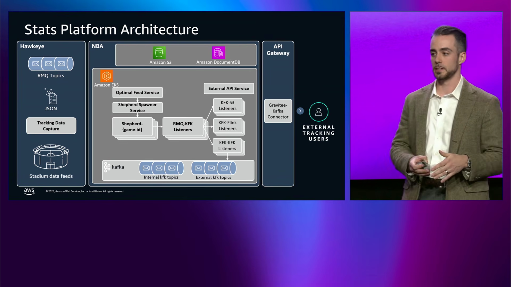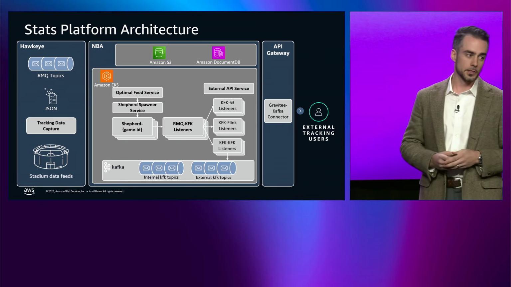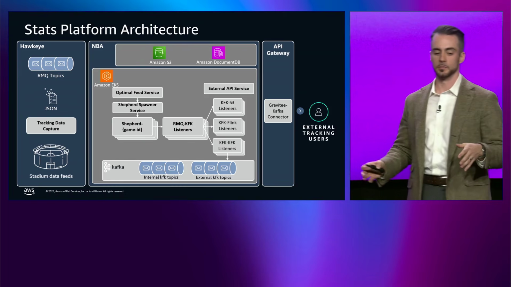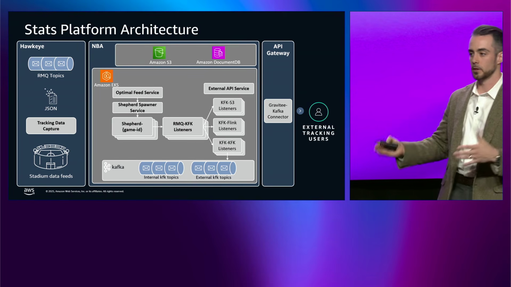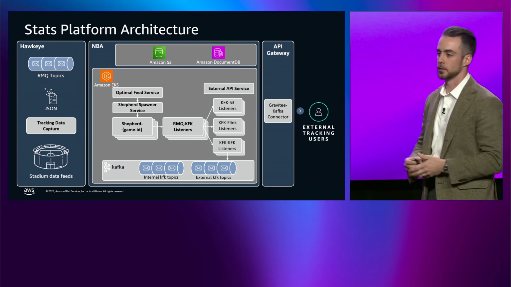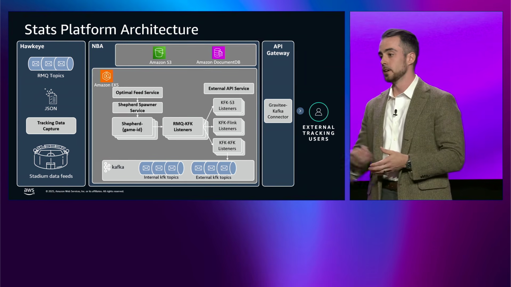So we have our optimal feed service, right? That tells the Shepherd spawner, hey, there's a game coming up. The Shepherd spawner spawns a Shepherd that says, hey, make sure that everything's running for this game. That Shepherd will then spin up a number of pods that we call listeners here that move data from the RabbitMQ topics to an internal Kafka topic. We have listeners that then move that data to S3 for future use.